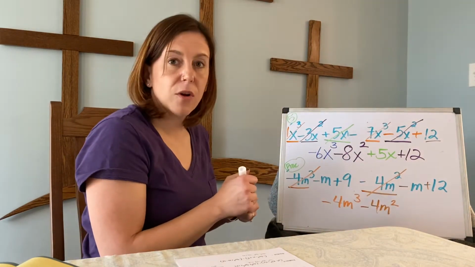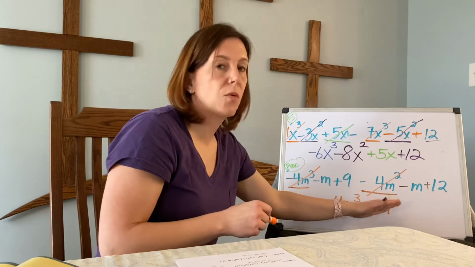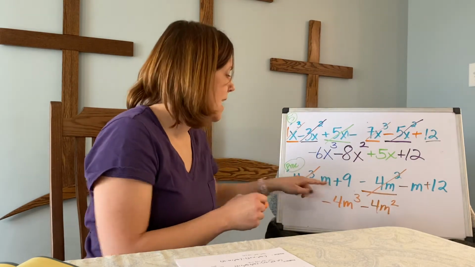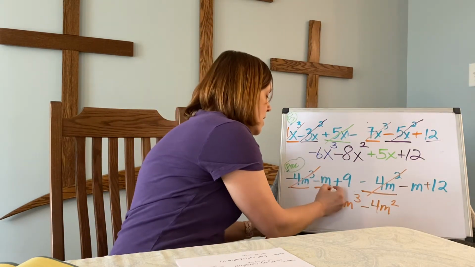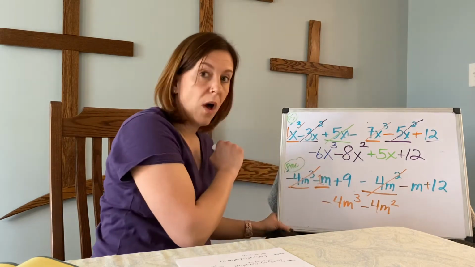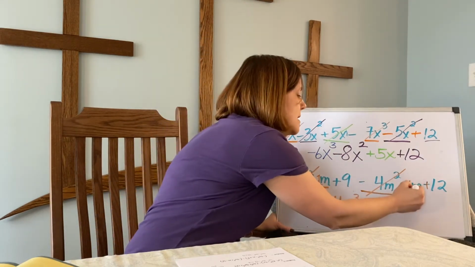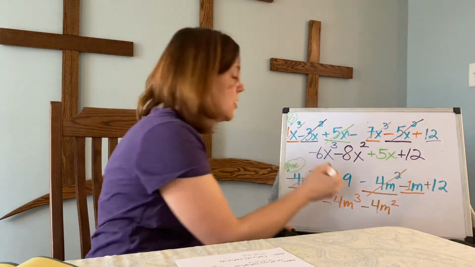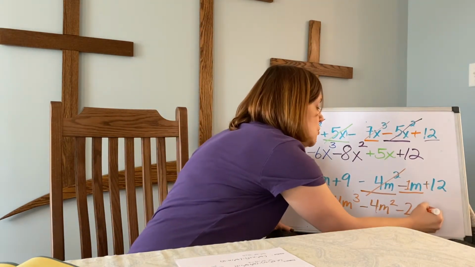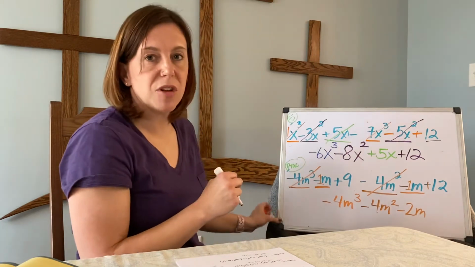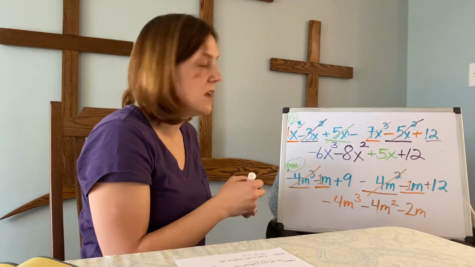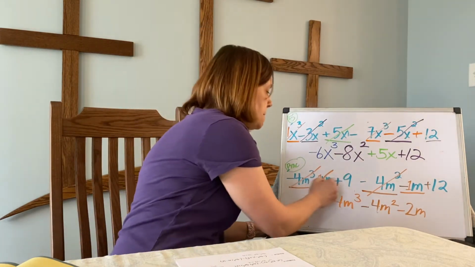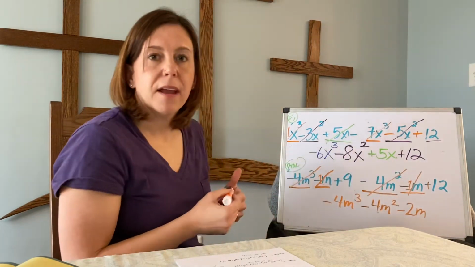In descending order, the next one, cubed, squared, first power, I see I have this. Negative 1m minus negative 1m. If I do the math with my coefficients, that leaves me with negative 2m. Not changing my variables or my exponents, just the number in front. Cross it out, and I'm done.